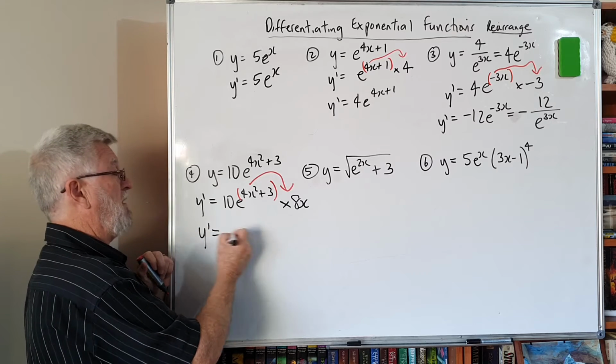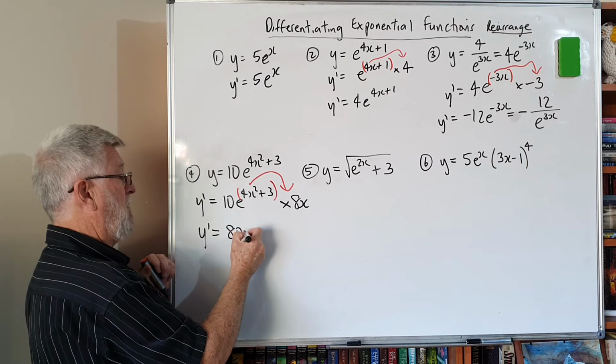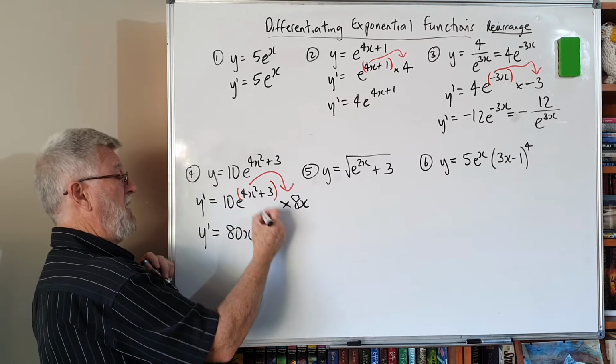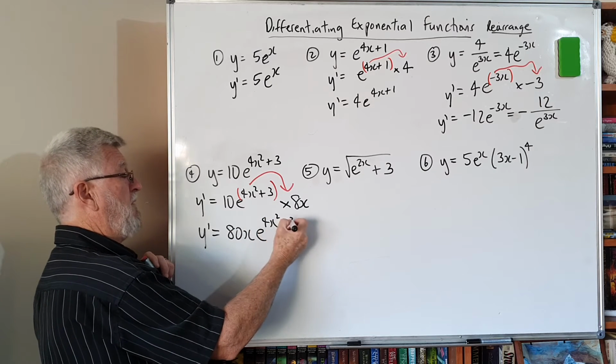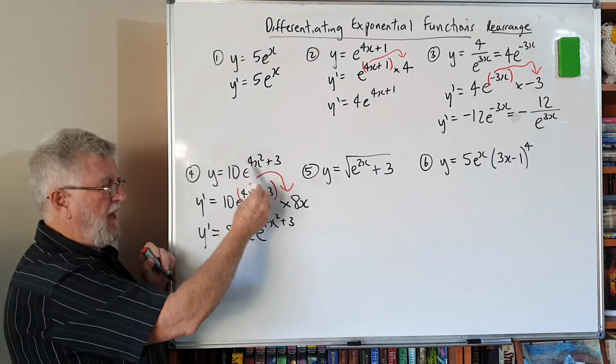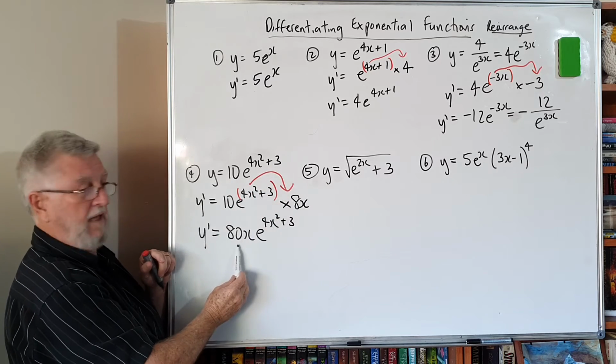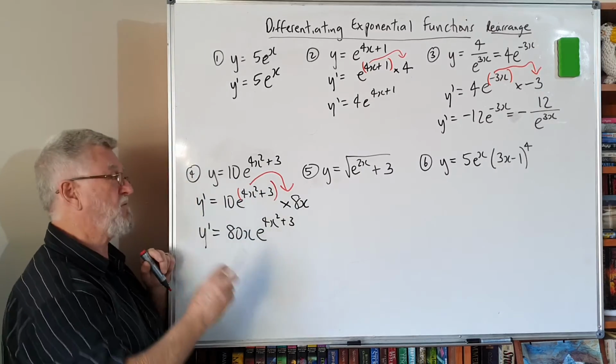So let's have a look at what we end up with. We've got 10 times 8, so 80, with an x. It's got an e and it stayed the same. So if you look back to the original question, we're just going to go 8x. You get to a habit where you just go 8x times 10. So 8x times 10 is 80x. But if you have to think that through, that's what's happening.